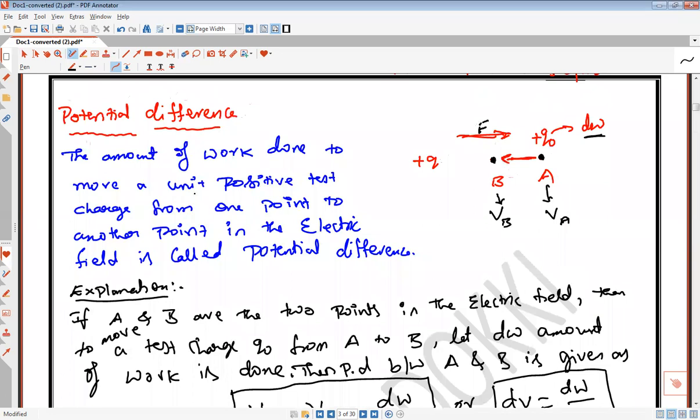If we go through the definition of potential difference again, potential difference is defined as the amount of work done to move a unit positive test charge from one point to another point in the electric field.